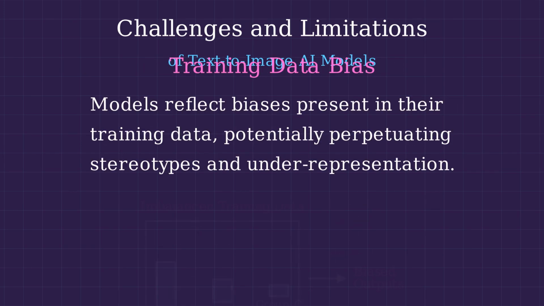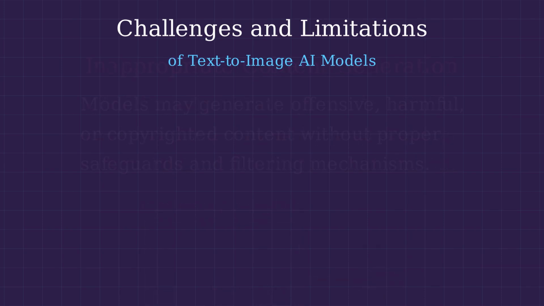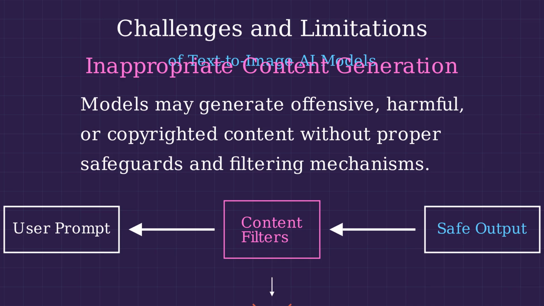These models inevitably reflect biases present in their training data. When training data contains stereotypes or unequal representation, the model learns and perpetuates these biases in generated images. Without proper safeguards, these models can generate inappropriate, offensive, or even copyrighted content. Implementing effective content filtering systems is crucial, but remains technically challenging.